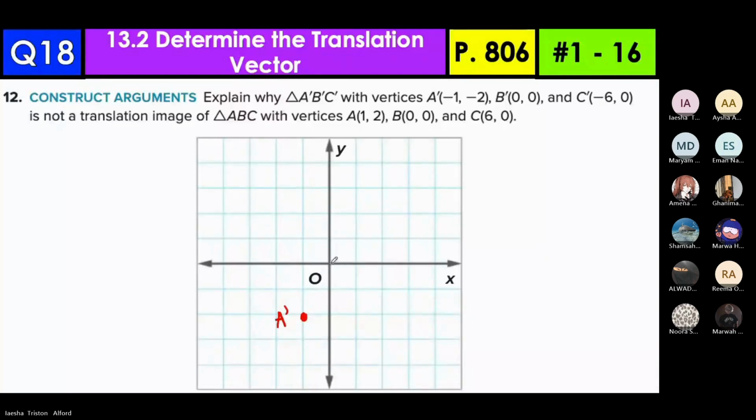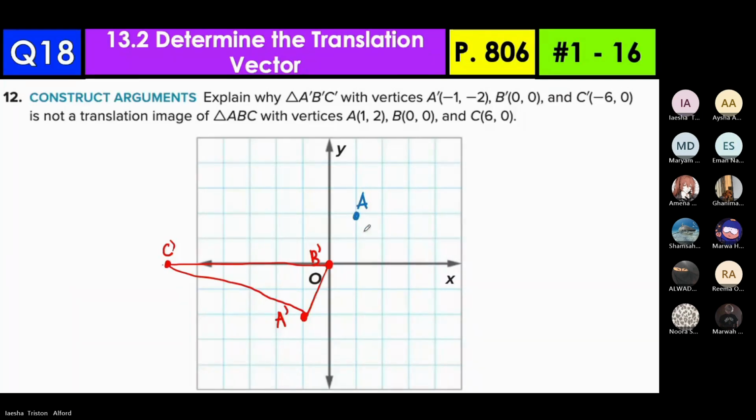Stay. Where is C prime? Left 6 and stay. 1, 2, 3, 4, 5. Okay, here. 6. And stay. So this is C prime. Then A, B, C. Where is A? Right 1, up 2.